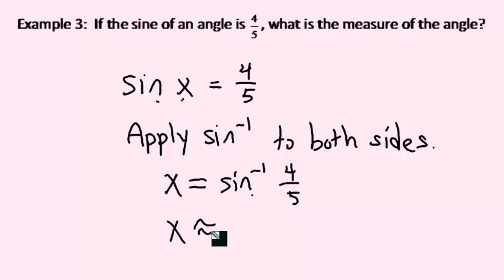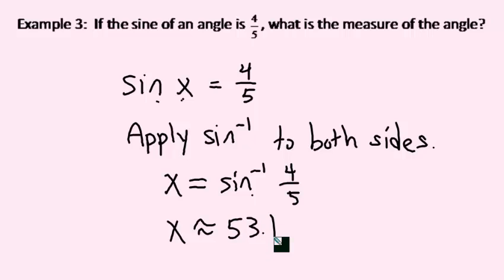The way that you access inverse sine is usually to use the shift or the second button if you're using a standalone calculator. So I am going to keystroke second sine, and then in parentheses 4 divided by 5, because 4/5 is simply 4 divided by 5. That gives me a result of about 53.1.